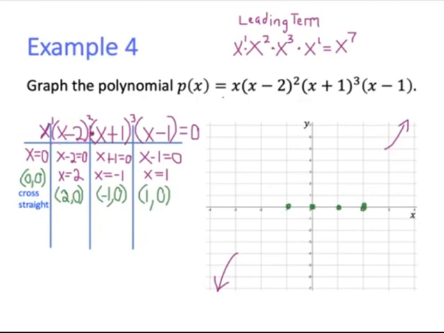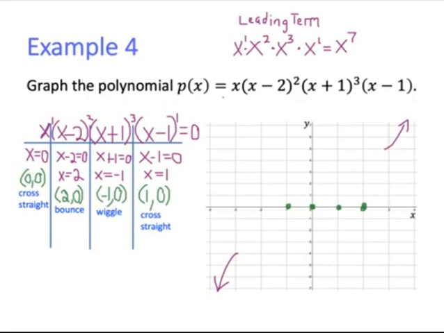Notice for the factor x minus 2, we have an exponent of 2. So at x equals 2, our multiplicity is even, which means that the graph will bounce off of 2, 0. For factor x plus 1, we have a degree of 3, which is an odd number greater than 1. So the graph is going to wiggle across x equals -1. The factor x minus 1 has an exponent of 1, so the graph will cross straight through x equals 1.